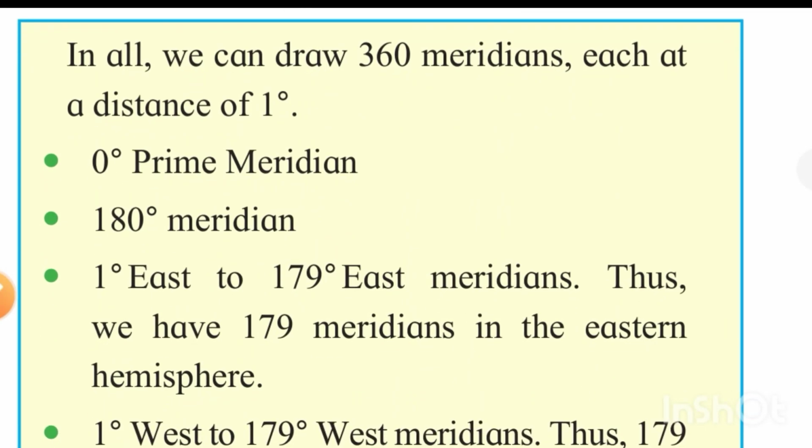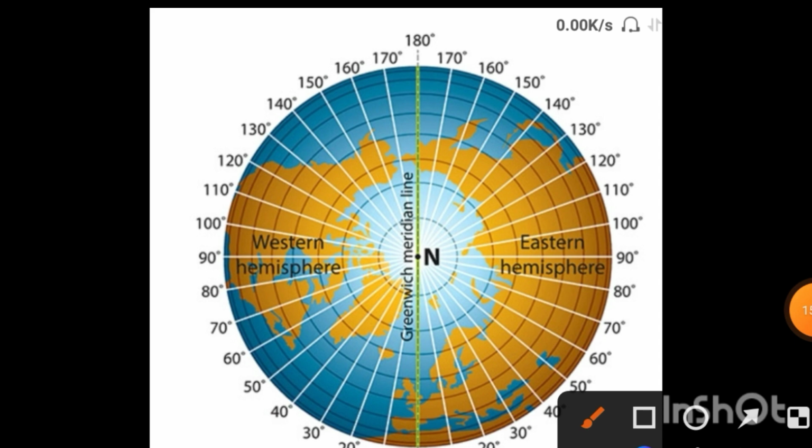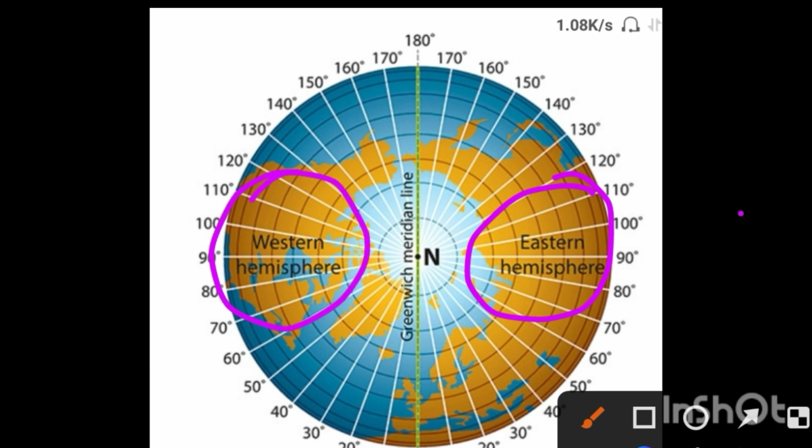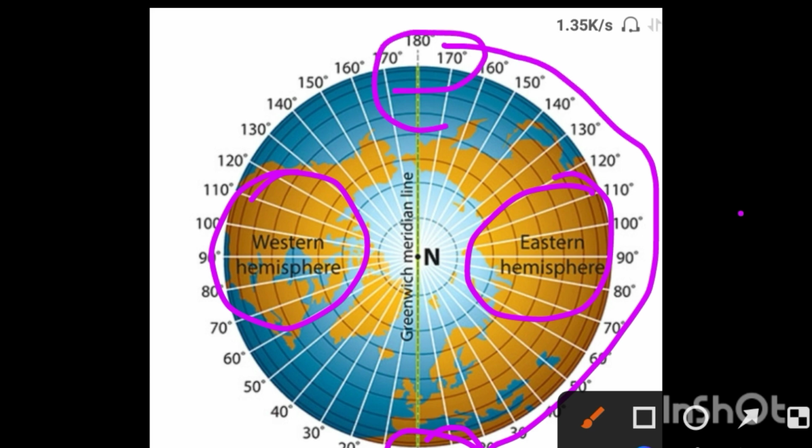In all, we can draw 360 meridians, each at a distance of 1 degree. 0 degree is the prime meridian. I'll explain what they are saying here. If you can see in this image, it is half part of the eastern hemisphere and half part of the western hemisphere. It starts from the 0 degree prime meridian till the 180 degree meridian.